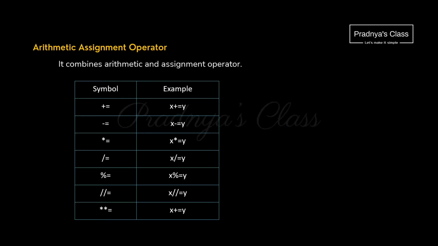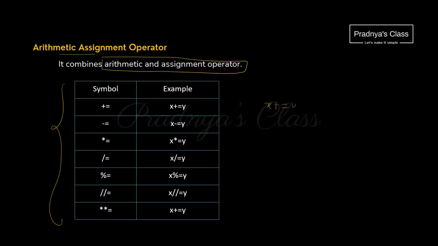There is one more category. It is called the arithmetic assignment operator. It is sometimes called augmented operators or shorthand operators. It combines arithmetic and assignment operators. For all the arithmetic operators, we have this shorthand. How do we use this? If we write x plus equals y, it means we are adding the value of y to x. In the same way, other operators also work. It's a shortcut way to write this statement.